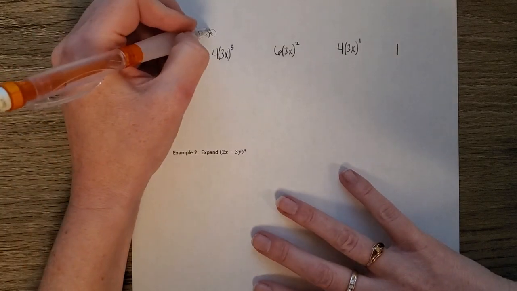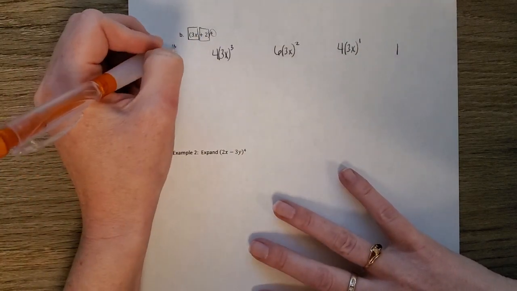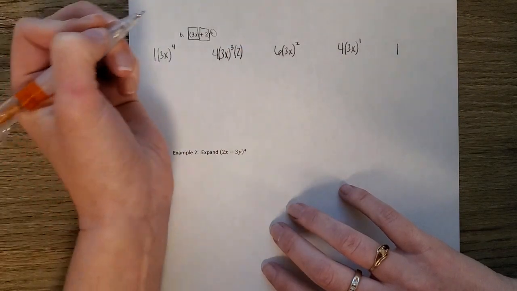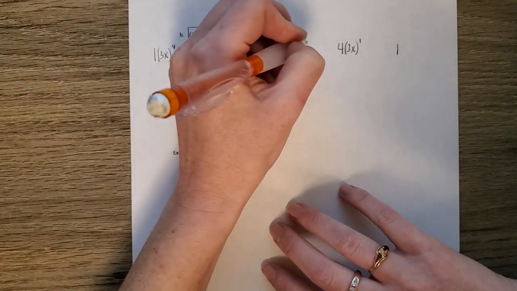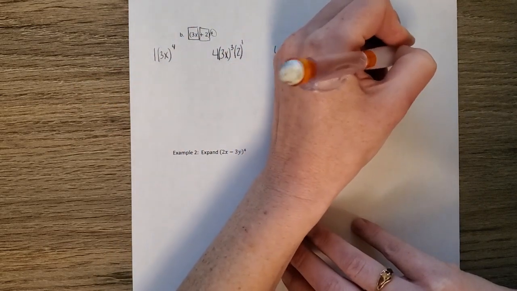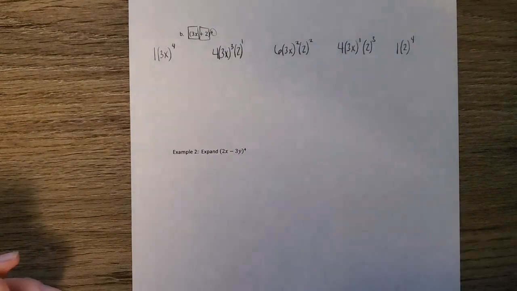And then we go to our second term, which is positive 2. And we start with 2 to the 0, which is just 1, 2 to the 1st, 2 to the 2nd, 2 to the 3rd, and 2 to the 4th. It's important to make sure you use the parentheses.